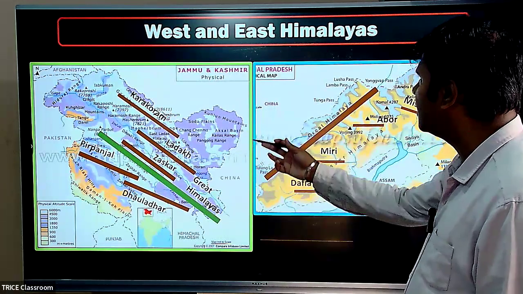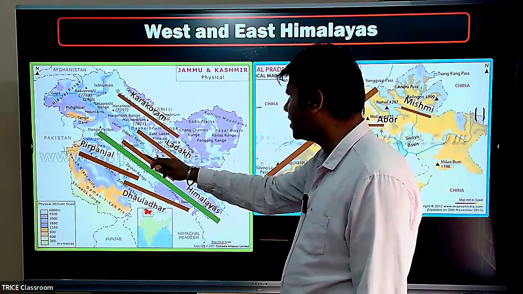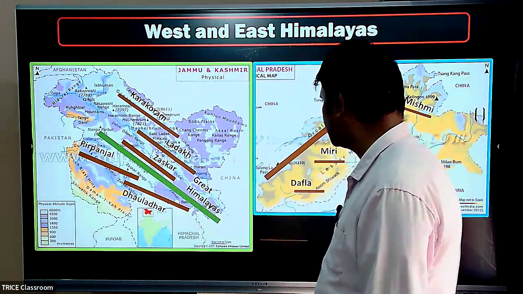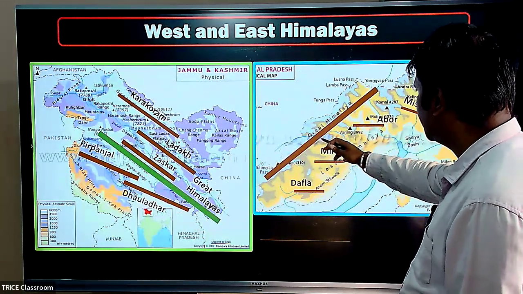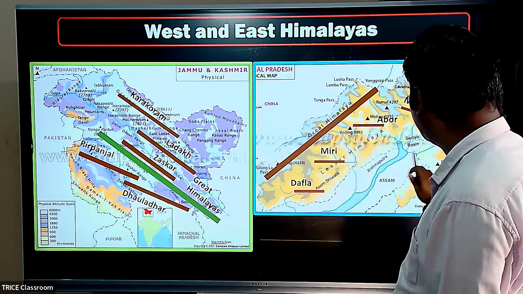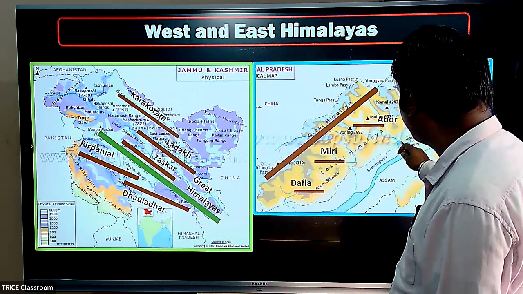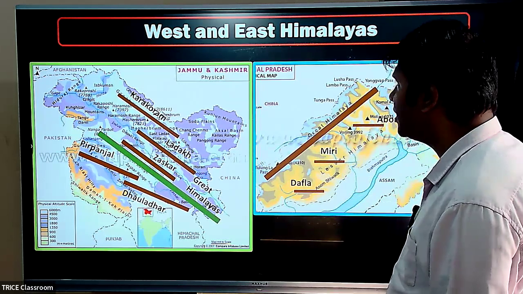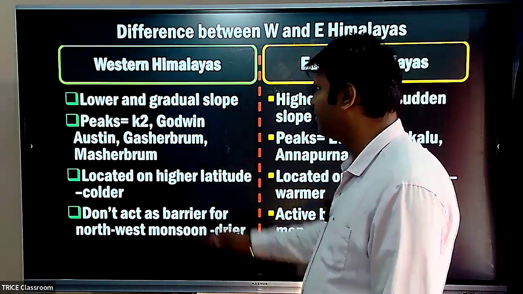This is your Trans-Himalayan region: the Karakoram range, the Ladakh range, the Zanskar range. Then you have the Greater Himalayas, Pir Panjal, Dhauladhar range. Again, on this side, this is your Great Himalayas. And then Mishmi, Abor, Dafla, Miri, right? Just above the Assam region, right? Here you can see the Brahmaputra river flowing. Again, we'll be discussing rivers as well, so I'll explain about the Brahmaputra river when I discuss that.